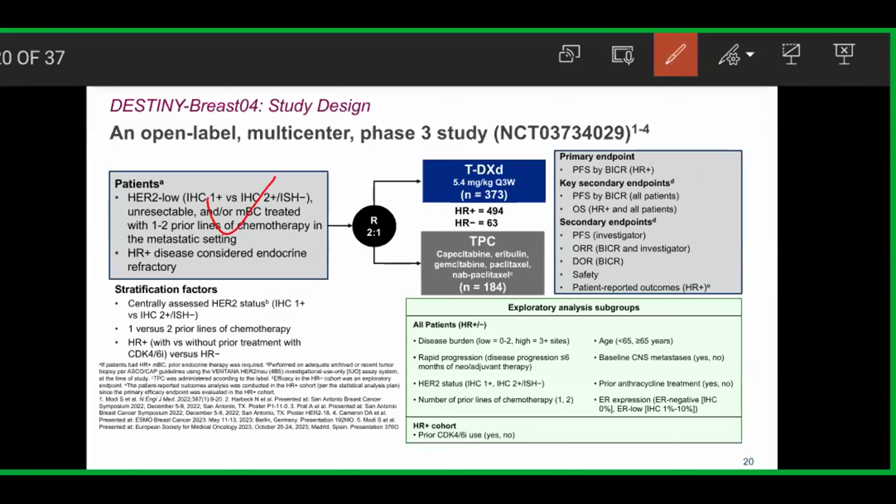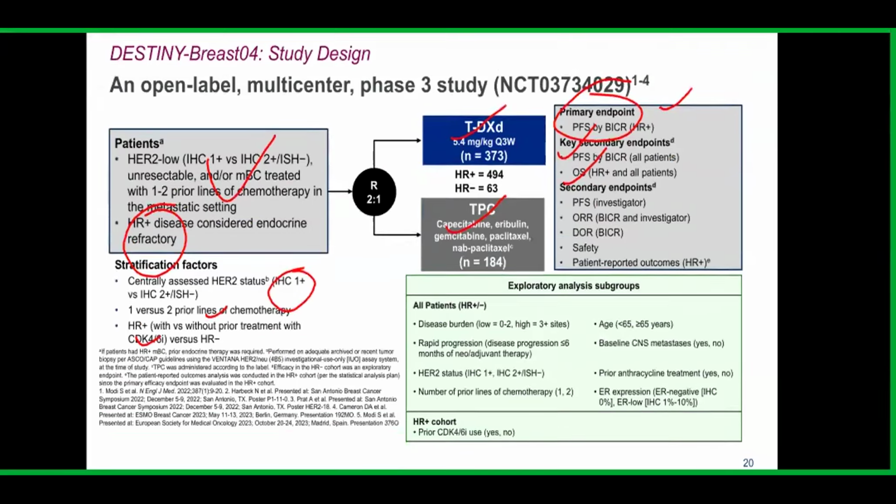They have taken HER2 positive disease and hormone receptor positive disease, with HR positive disease considered endocrine refractory, who progressed on multiple lines of endocrine therapy. They compared T-Dxd versus the treatment of physician's choice. The primary endpoint is the progression-free survival for the hormone receptor positive disease. Secondary endpoints included the PFS for all the patients and overall survival for the hormone receptor positive patients as well as all the patients. The stratification factors were whether it's HER2 +1 or +2, how many lines of therapy they have taken, whether it's hormone receptor positive or negative, and whether they have taken CDK4/6 or not.